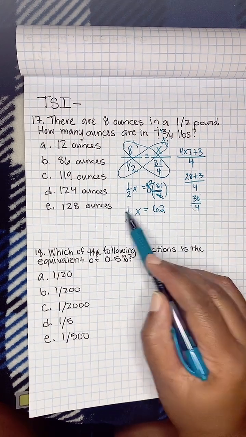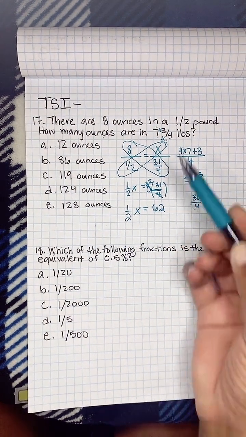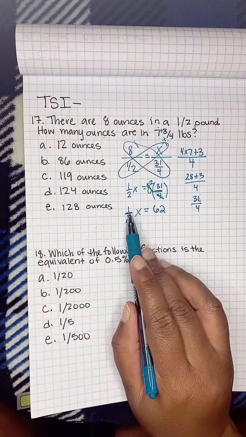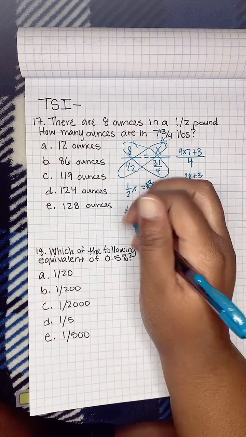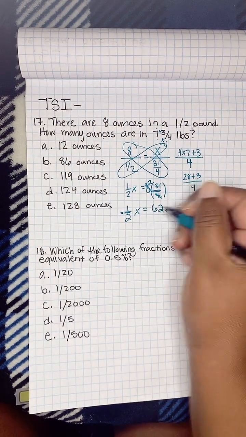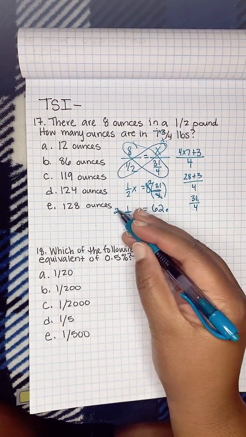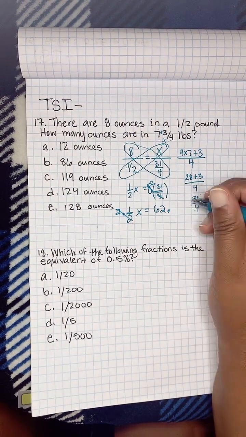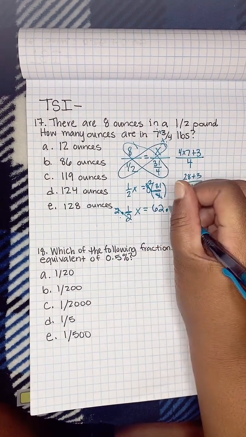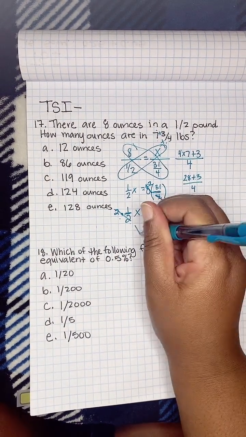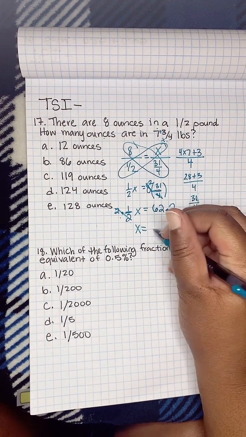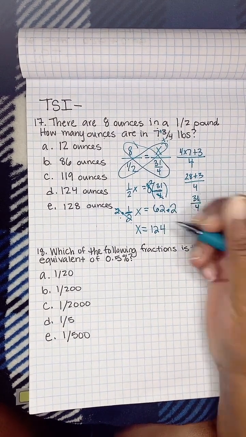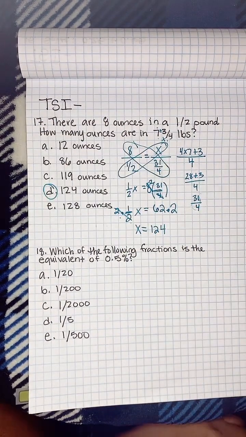Yes. So we can multiply. See, because this means division. So we want to undo this division. And how we undo division is we have to multiply. And so we're going to multiply by 2 because we need this 2 gone. And so what we do to one side, we have to do to the other. So we have X equals 62 doubled is 124, like you guys said, D.